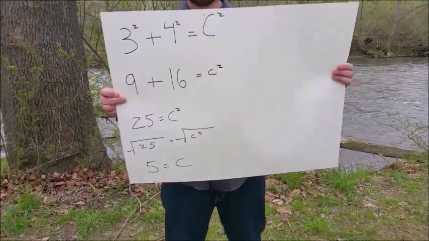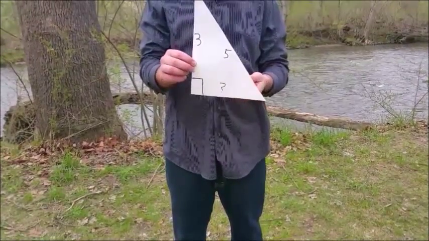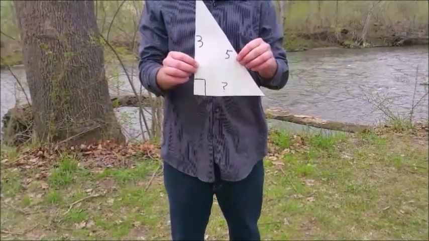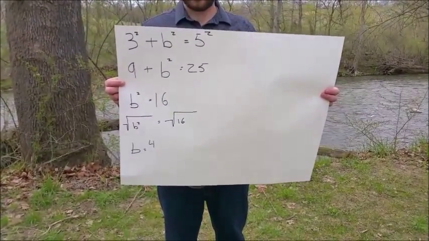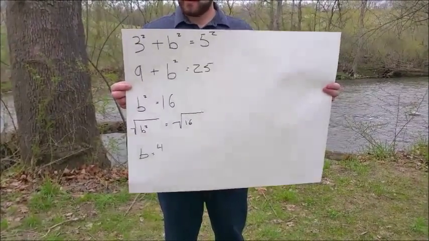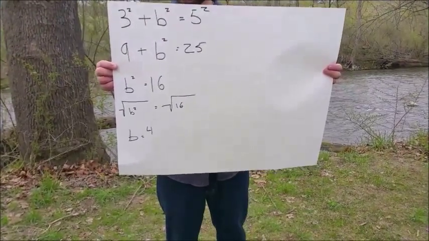That is your hypotenuse. Now, we'll try to figure out the side B when we're given the hypotenuse. Now, as you can see, this one's set up a little bit differently. We are given side C, which is 5 squared. We're given side A, which is 3 squared. We don't know what B is yet.